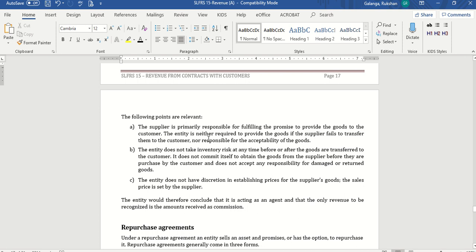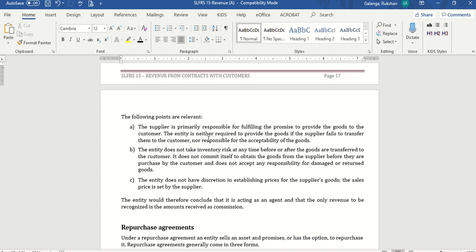The following points are relevant. The supplier is primarily responsible for fulfilling the promise to provide the goods to the customer. The entity is neither required to provide the goods if the supplier fails to transfer them to the customer, nor responsible for the acceptance of the goods. So if the supplier is not providing goods, this entity does not have any responsibility lying with them.